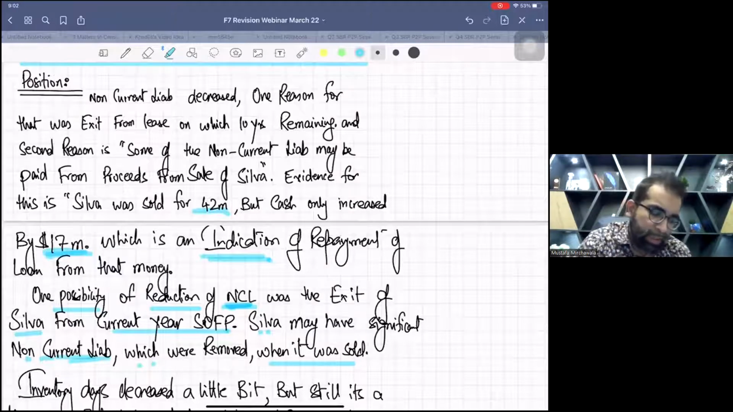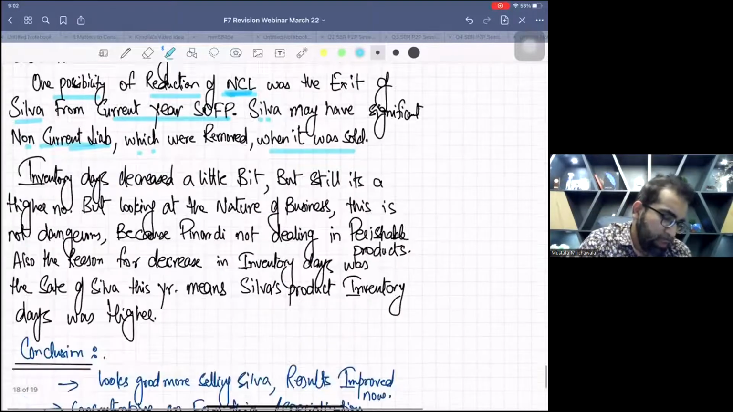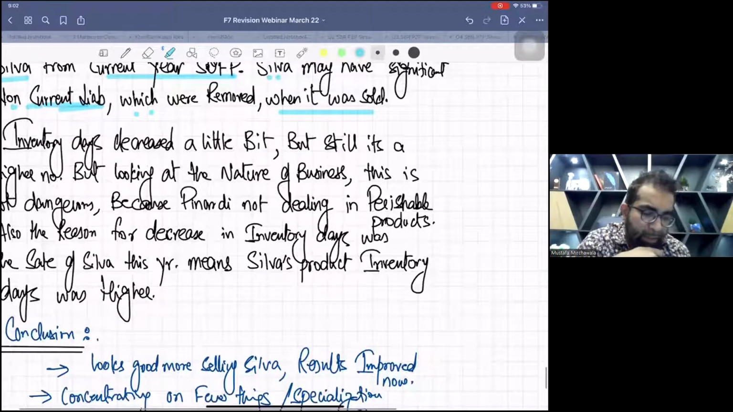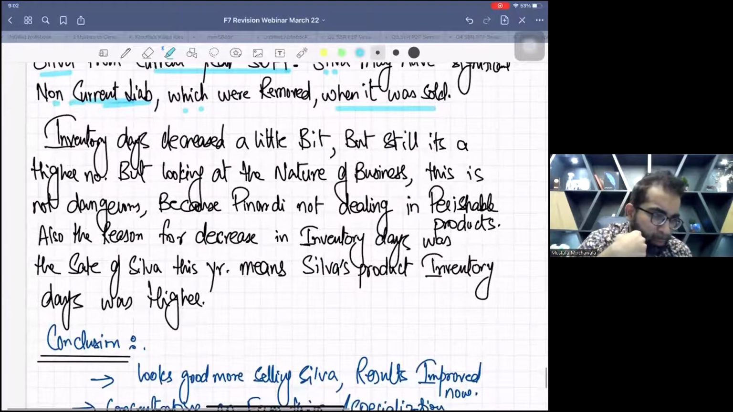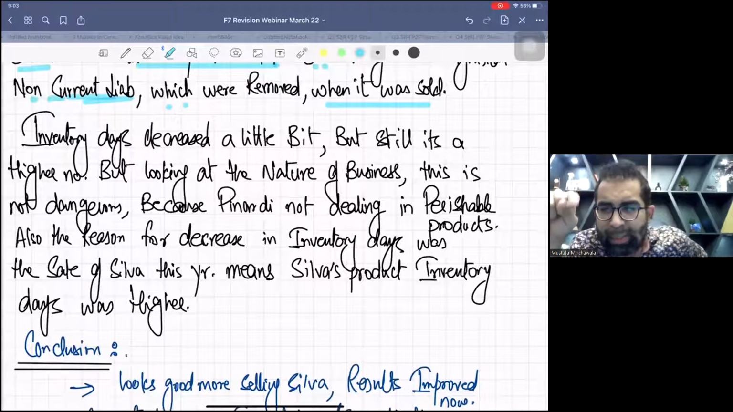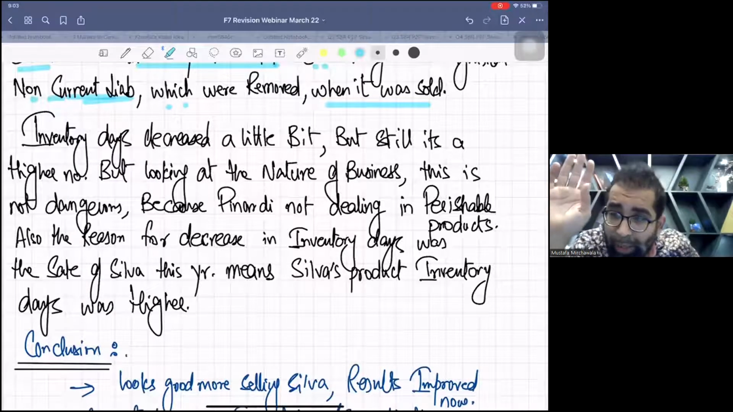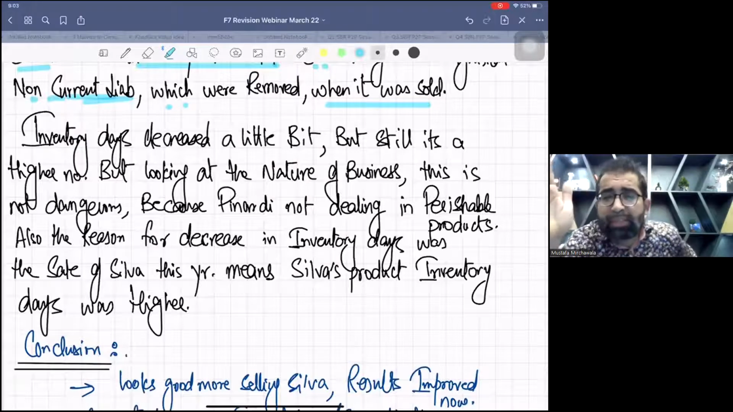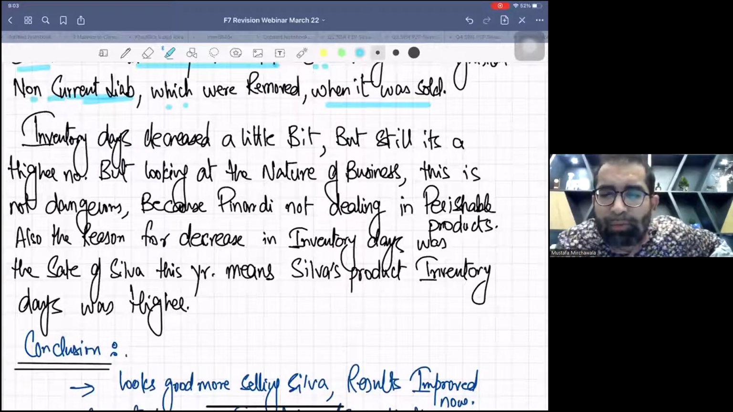Now, the last point, inventory days. I hope you saw the inventory days. Previously inventory days was 114, very high, and now it is 102.